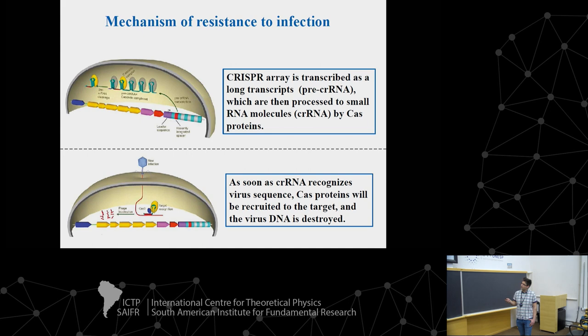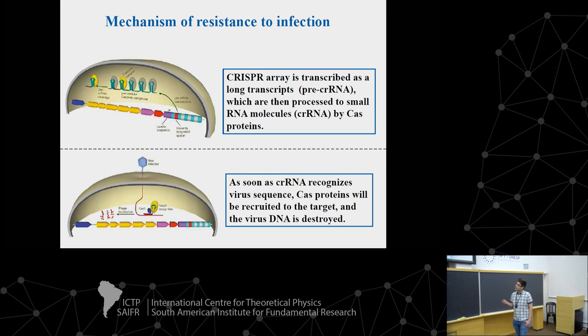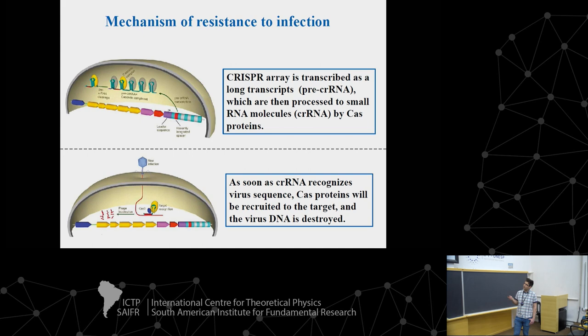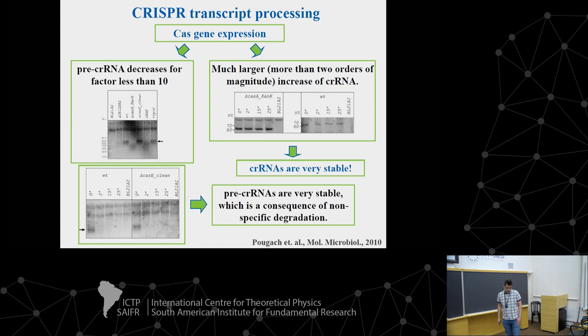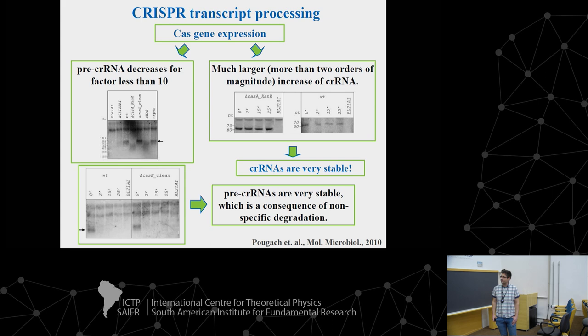Now what happens is that once we have crRNAs, a crRNA will be complementary to a part of the virus sequence. Then Cas proteins will be recruited, and they will destroy the target. So Cas proteins actually have two important functions. They process this long transcript into small RNA molecules, crRNAs. And secondly, once the target is recognized, they are recruited to the target and destroy it. In this way, the cell is defended from viruses. Okay. And now, as you can imagine, a very important part is this transcript processing. This is how we get crRNAs from this long pre-crRNA. And on this problem, we were working with our experimental collaborators, and they had a somewhat surprising observation.